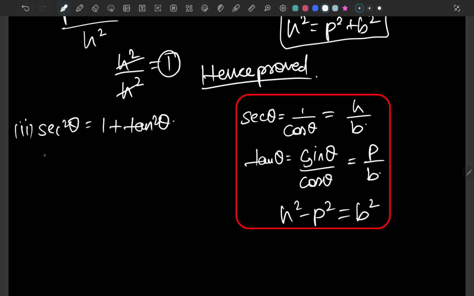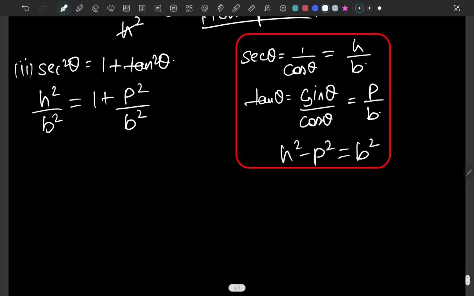So here we have h squared over b squared. If we square them, it's 1 plus p squared over b squared. Now if we subtract p squared over b squared from both sides of this equation, it comes out to be h squared over b squared minus p squared over b squared equals 1.